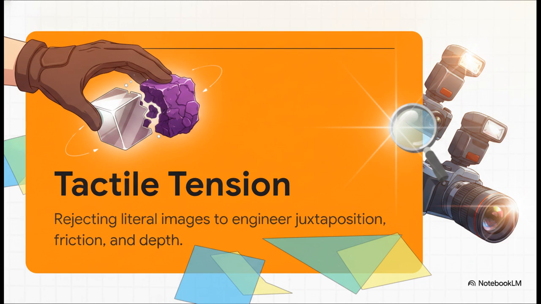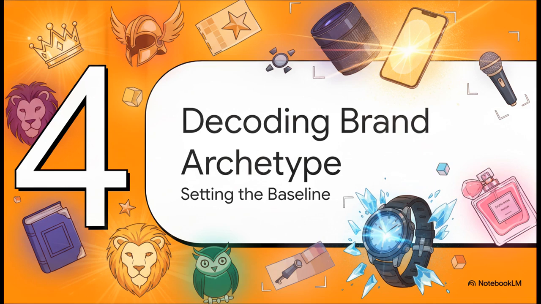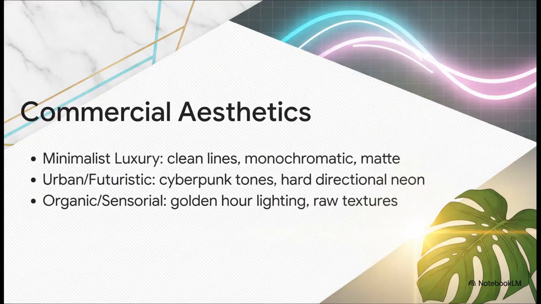Let's break down exactly how to do this with a straightforward 3-step framework. Step 1, or part 4 of our explainer, decoding the brand archetype. So step 1 of the framework is decoding the who. By just looking at the product's name and the adjectives used to describe it, you can instantly lock in your baseline lighting and color constraints.